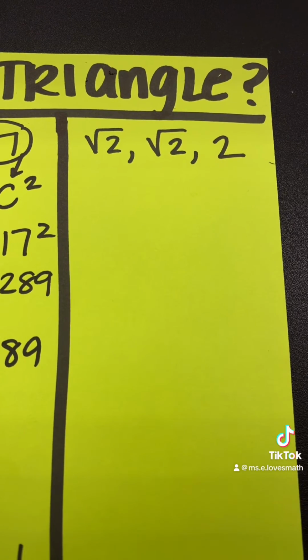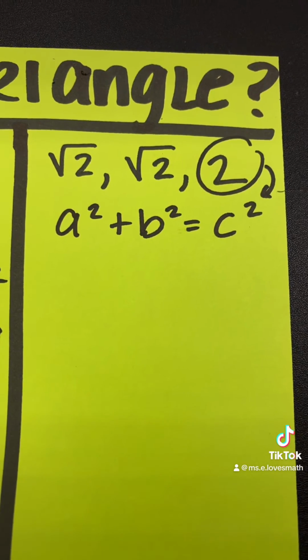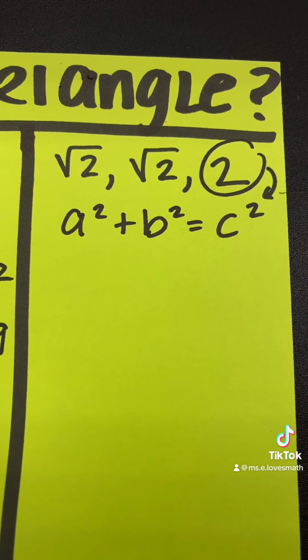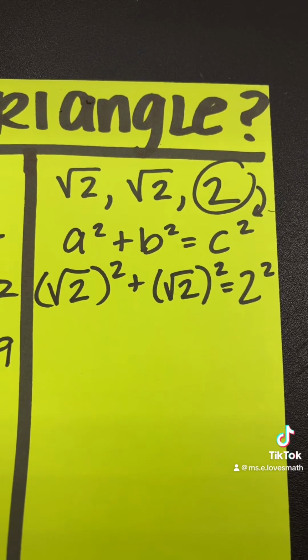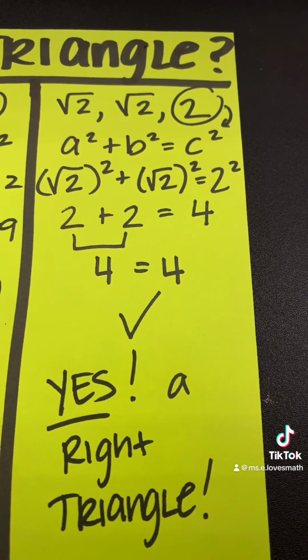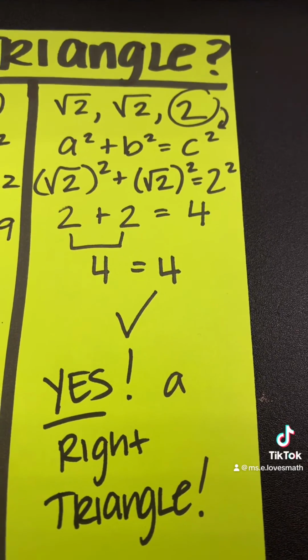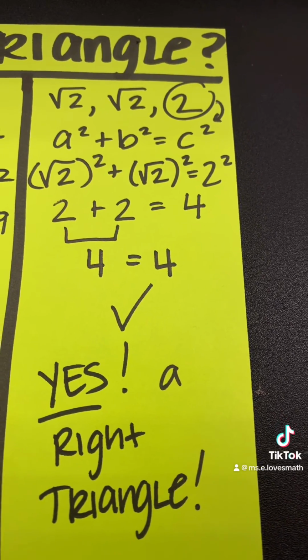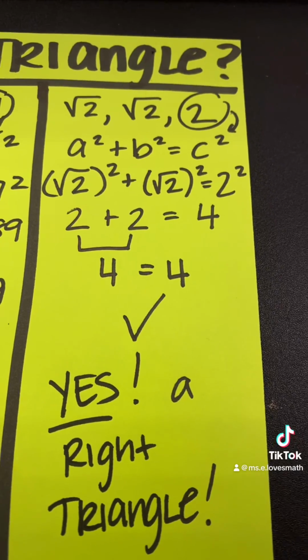Here is our last example. 2 is our largest number, so we will use that as C squared. Substitute your side lengths for your A, B, and C variables. 2 plus 2 equals 4, and 4 equals 4, so yes, this also forms a right triangle.